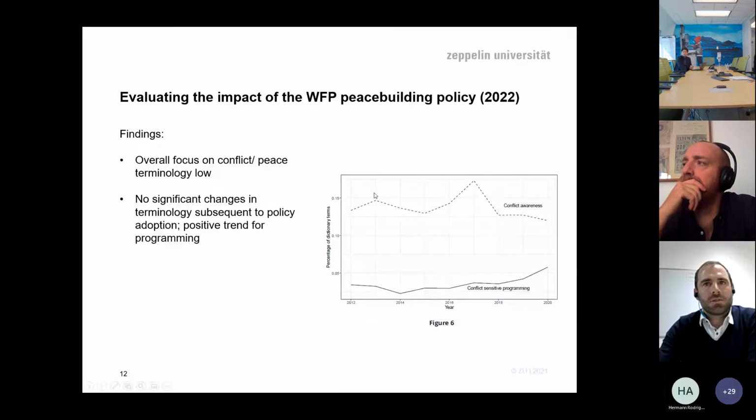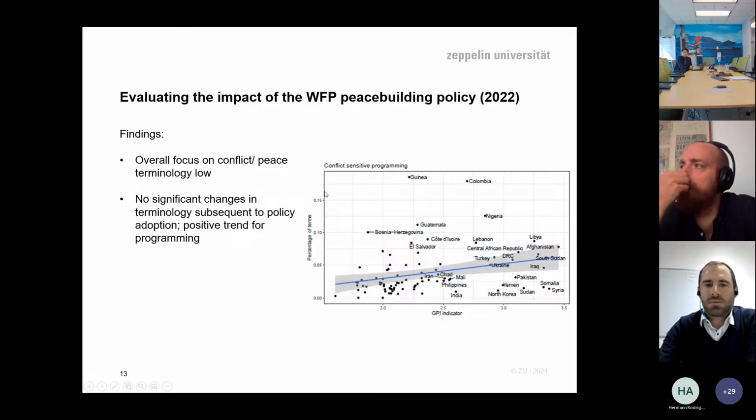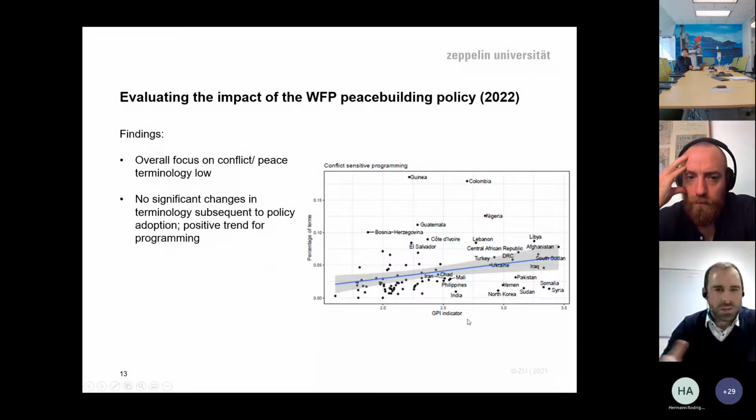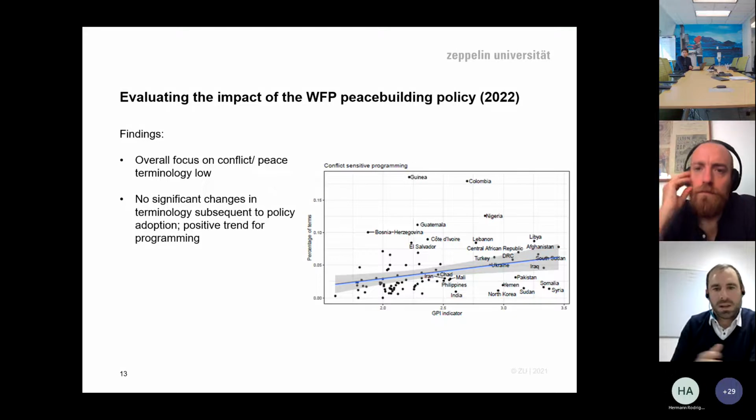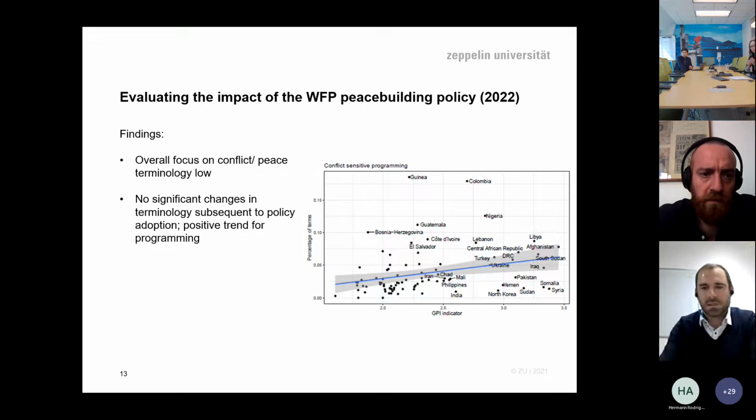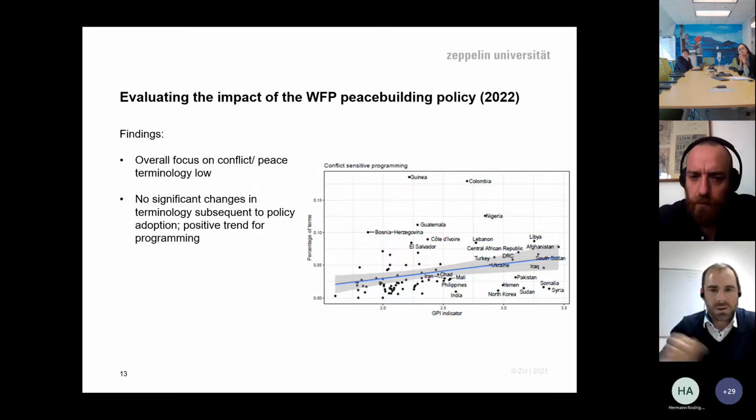So what can you do with that on top? You can look at the individual countries, and that's what you see here. We have the percentage of the terms here on the y-axis, and the x-axis has a GPI indicator, which is the conflict level of these countries. So we put in metadata to tell how prevalent or how intense a conflict is in a country. On the right side are the more intense conflict countries. On the left side, the more peaceful countries. And you can see that there is some kind of a positive correlation. So in this case, conflict-sensitive programming is more prevalent in conflict countries, as it should be.